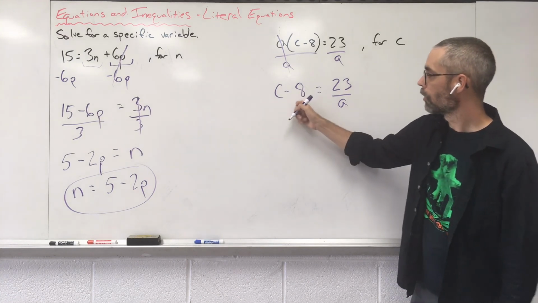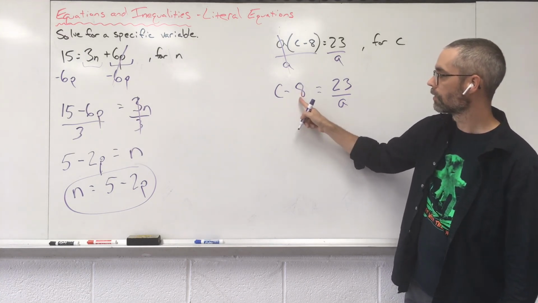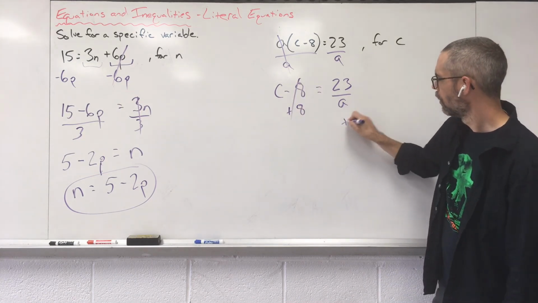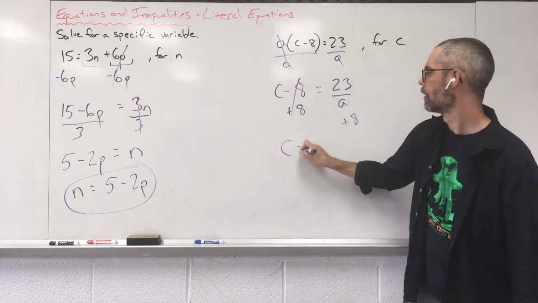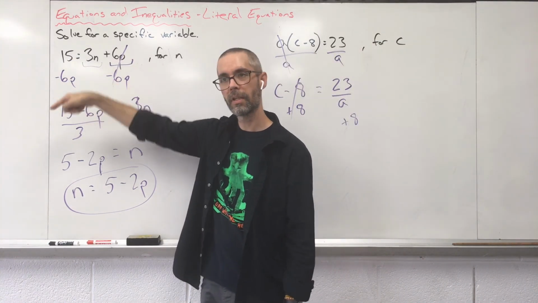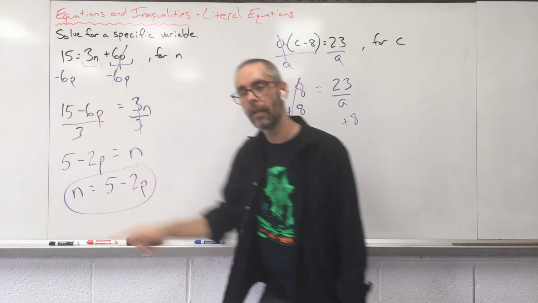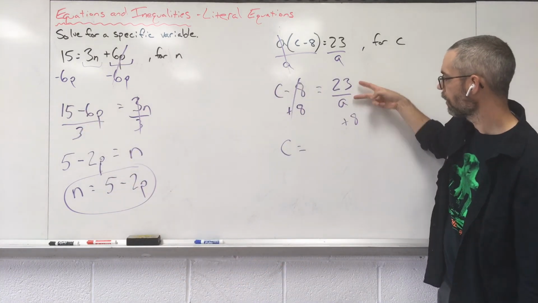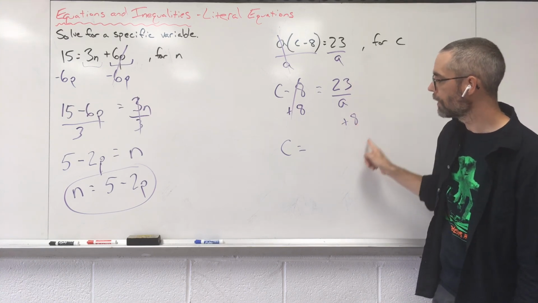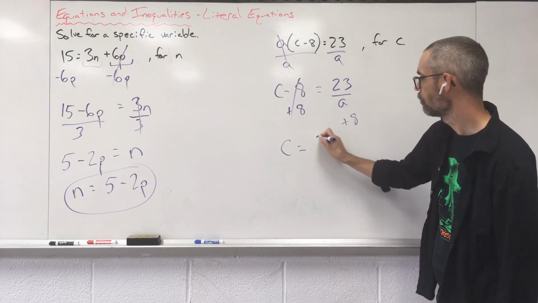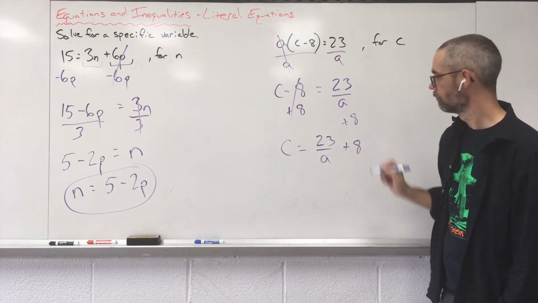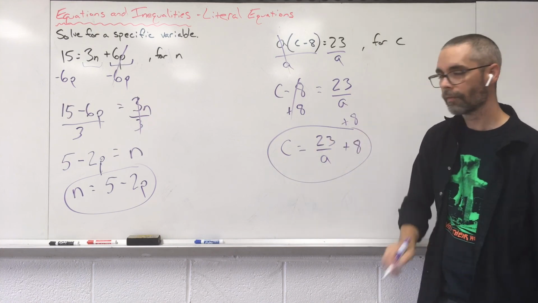To get C alone, there's one more step. We now have this subtracting 8. Let's add 8. That's easy. Over here is a little ugly. Now, let's come back over here. Remember how we had 15 minus 6p up and down, and then we rewrote it side by side? That's what we have here. We've got a fraction plus the 8. I have an up and down problem. I'm now going to write it side to side. So 23 over a plus 8. And you're done. That's solving literal equations.